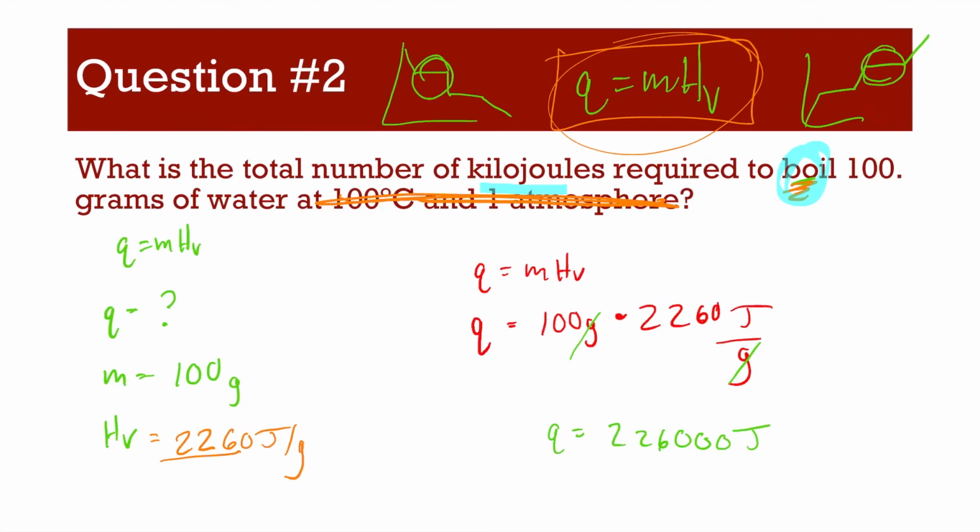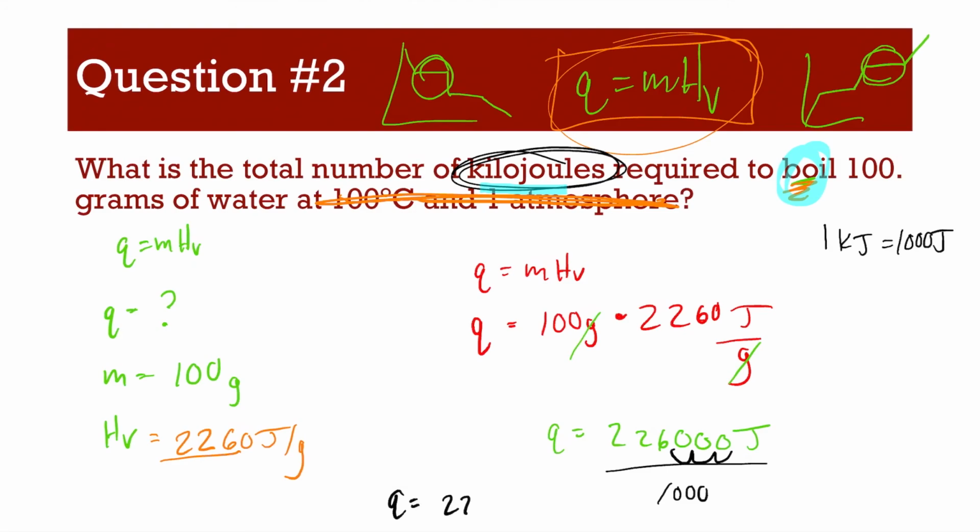So Q gives us 226,000 joules. But the question is asking for kilojoules, so just be careful with what the question says. Remember, 1 kilojoule is equal to 1,000 joules. So what we can do is divide by 1,000, which is the same as moving your decimal point over 3 spots. So Q is going to be 226 kilojoules. And that is it.